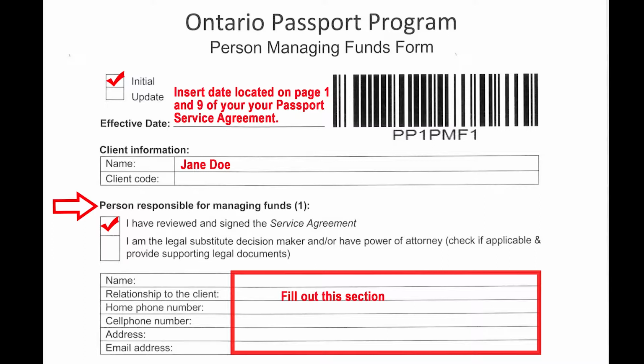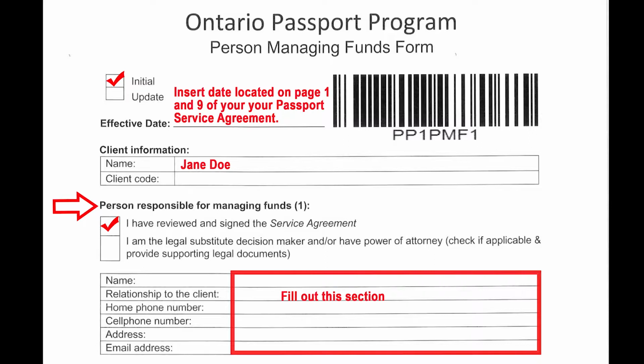The next one, I am the legal substitute decision maker and or power of attorney. This one you are only checking off if you have legal documents. If you've gone through a lawyer, the court system, OPGT, then you're checking that off. Again, this means you have paperwork. If you don't have paperwork, that's okay. You're just not checking off this box.